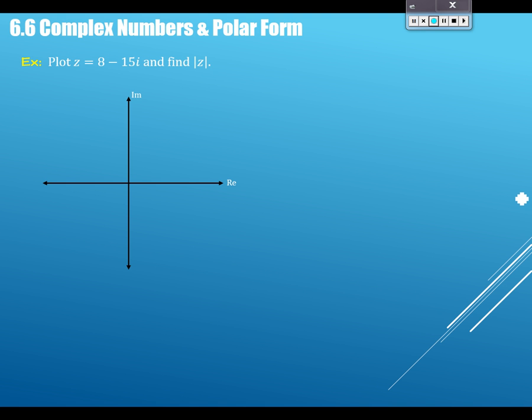Okay. If you would do this for me, I'll call someone up in a second to do it. Like you, Maddie. Not meant to be crazy here. Let's just practice plotting the number and find the magnitude too, if you will.